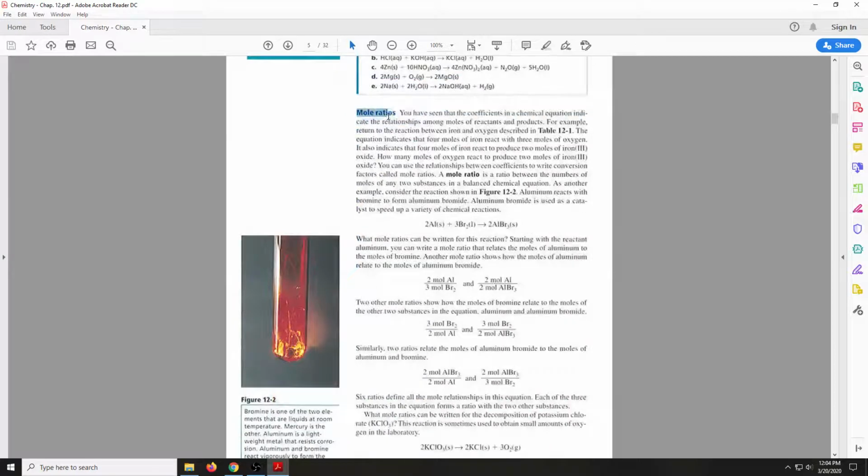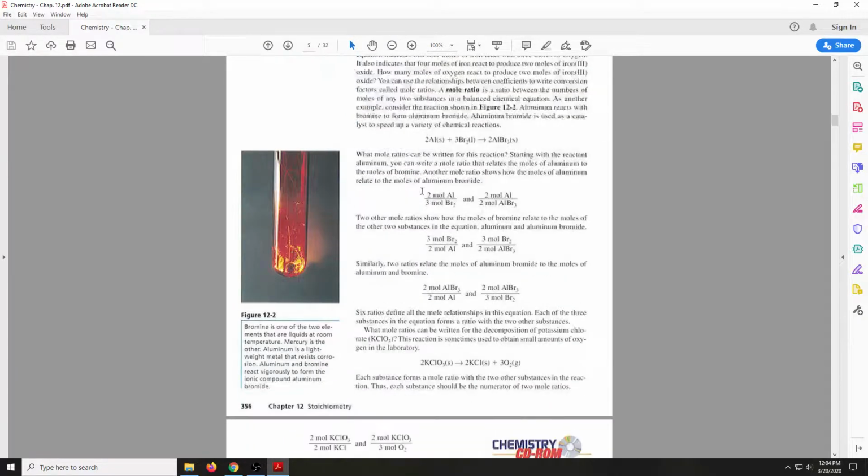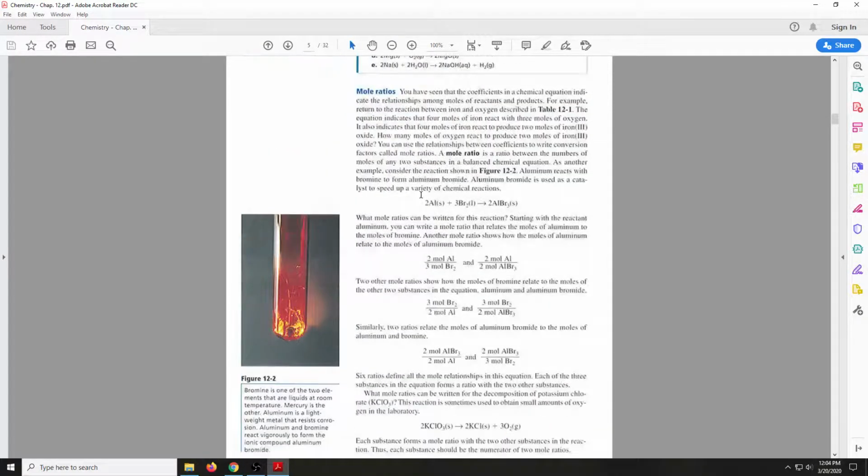This also is from last chapter, mole ratios. We're comparing a ratio between the numbers of moles of any 2 substances in a balanced chemical equation. This is incredibly important, this last part, a balanced chemical equation. You cannot just start making up mole ratios for no reason. First, you have to have a balanced chemical equation, and then you can find the mole ratios.